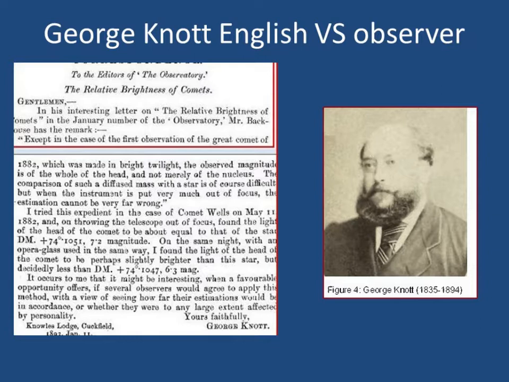And he says he tried this, and George Knott, who was a founder member of the BAA VSS, said that he had tried this out on Comet Wells, and on throwing the telescope out of focus found the light of the head of the comet to be equal to that of a star in the Bonner Durchmusterung, and on the same night, with Oppergrasses in the same way, he found the light of the comet to be slightly brighter than this star. He was able to make a magnitude estimate that was tied to a particular star, and therefore it was quite reliable. And so George Knott made that observation and published it.